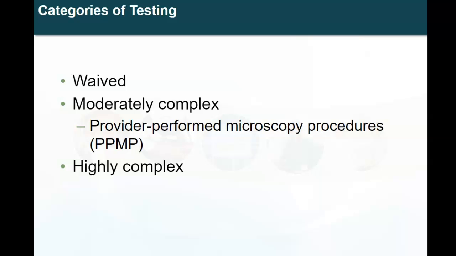Waived means that there is no CLIA needed, so it's called a CLIA waiver. This is like pretty standard testing, like a regular lipid screening or a glucose screening or something pretty routine. Moderately complex, they need microscopes to do the testing. That would be a PPMP. And then a highly complex, that's a different form of testing as well.